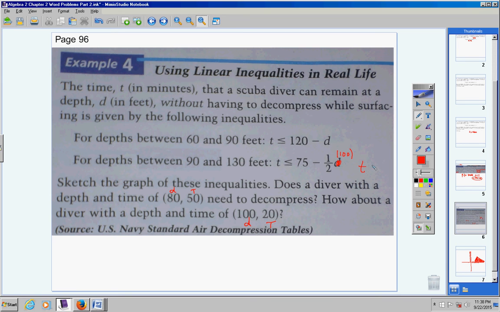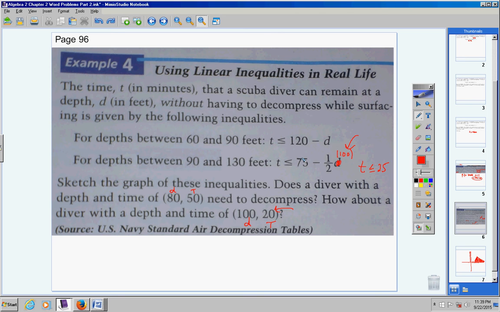So the time that you were allowed to stay at a depth of 100 is 25 minutes or less. How long did you stay? 20 minutes. So you're good. You're totally fine. You can go ahead and shoot right up to the top of the water and not worry about decompressing.